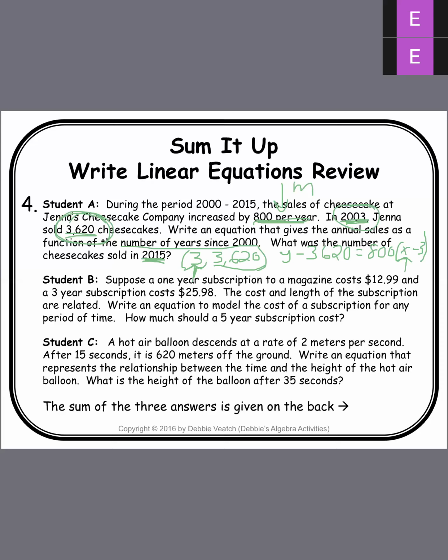15 minus 3 gets me 12. And then I have a calculator right here, so I'm going to do 800 times 12. That gets me 9,600. And then all I'm going to have to do is add the 3,620 to the other side. Again, sorry, I really don't have room here. So let's just add that on. That's 13,220. So that is my final answer.